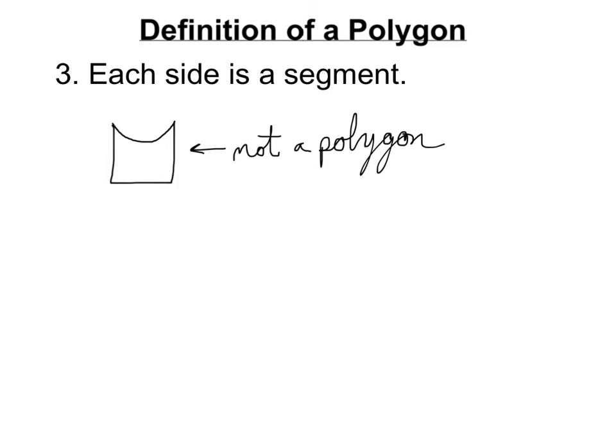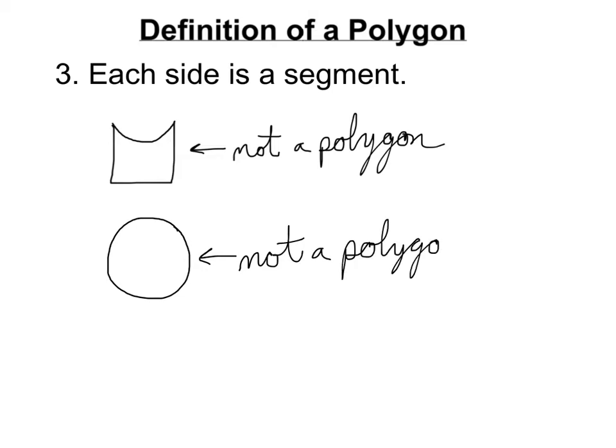Also, and it should be obvious, a circle is not a polygon because it fails this third part of the definition. A circle only has one side, and it's all curved.